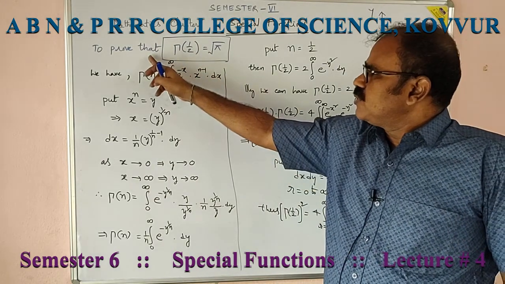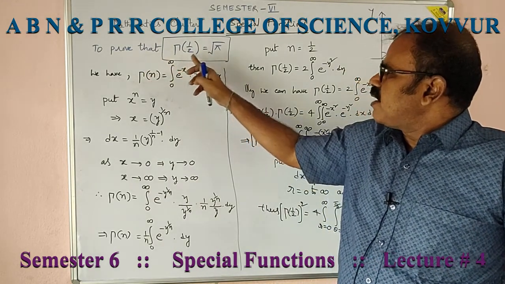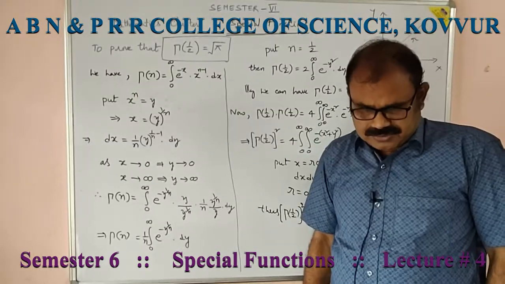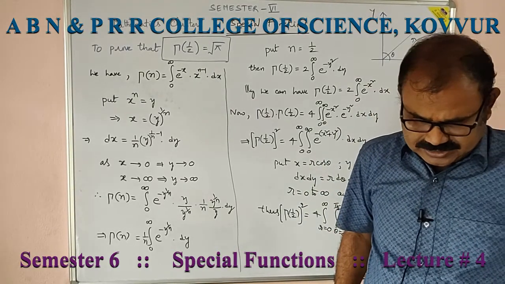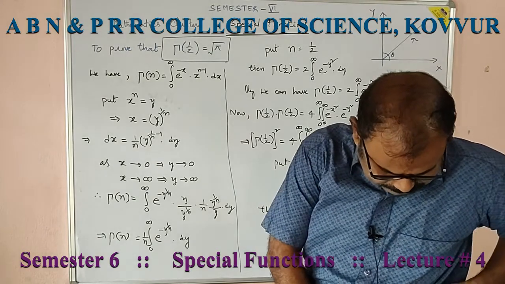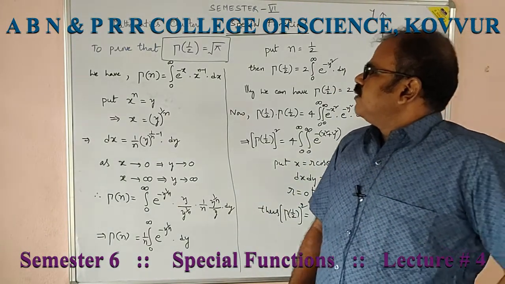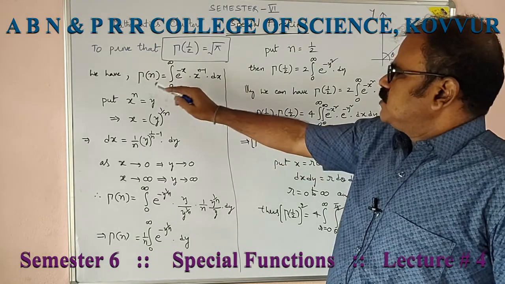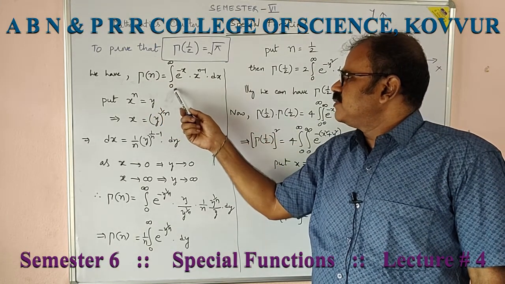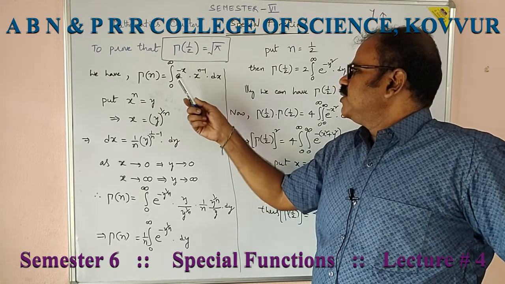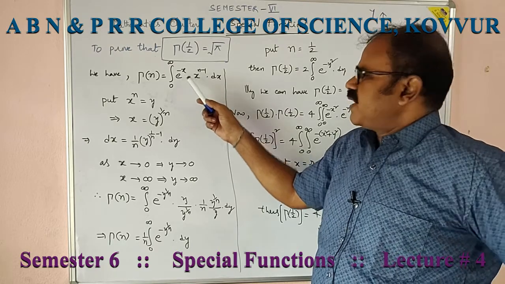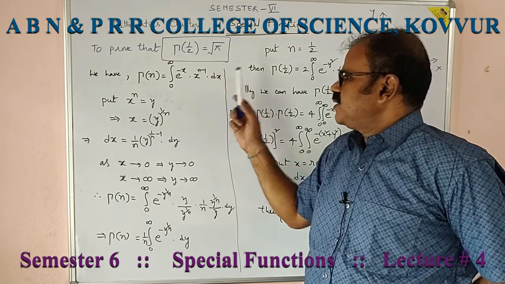To prove that gamma half is equal to root pi, which is a very important derivation, a very important result. By the definition of gamma function, we have gamma n is equal to integral 0 to infinity e to the power of minus x, x power n minus 1 dx.